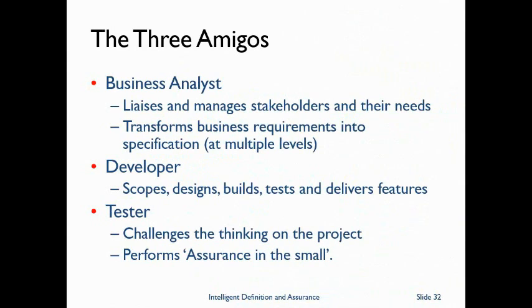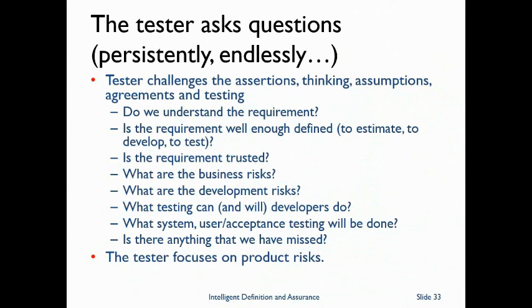Now, the tester, probably in the context of a governance consideration, has the most interesting job. So the tester just does two things in the main. They challenge the thinking on the project. They are almost like the awkward person in the corner. And I would argue that they do assurance in the small. So assurance is really how a project demonstrates that it has addressed risks and is achieving what it has been tasked with. Let's look a little bit more at what the tester does.